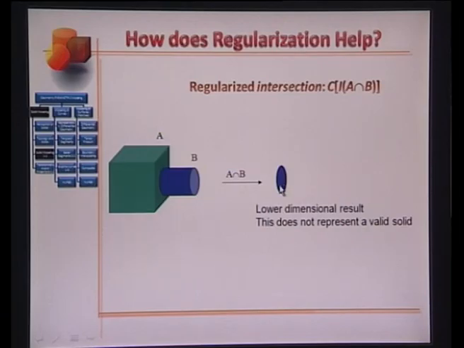In a sense, therefore, while raw intersection gives me a low dimensional result, which is a disk, a regularized intersection of the cube and a cylinder posed relative to each other in this manner will give me a null set, which is what is expected.